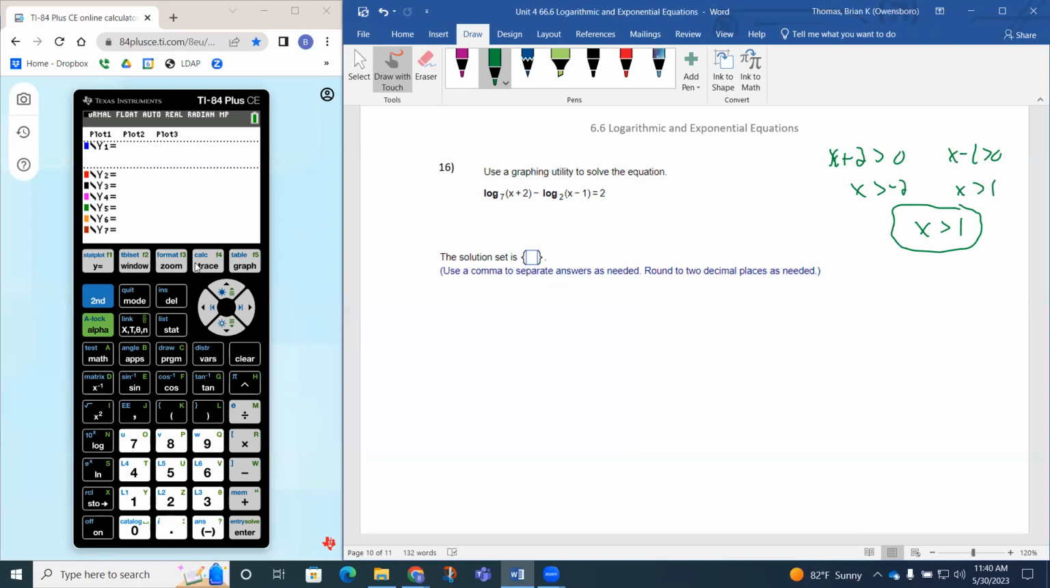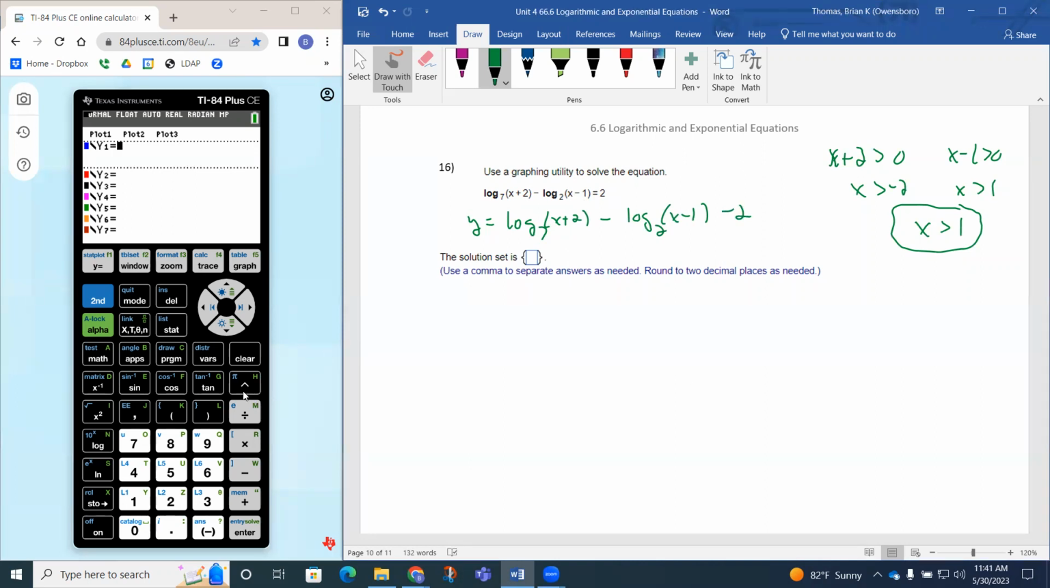So y equals, again, now we're going to set it to 0. So I'm going to graph y equals the log of x plus 2 base 7 minus the log of x minus 1 base 2. And I'm going to bring the 2 over and subtract 2, and that's going to be set equal to 0. So now we're just going to be looking for zeros or x-intercepts.